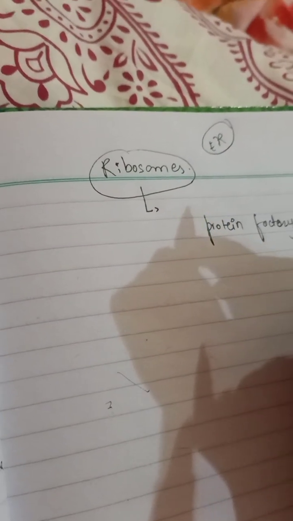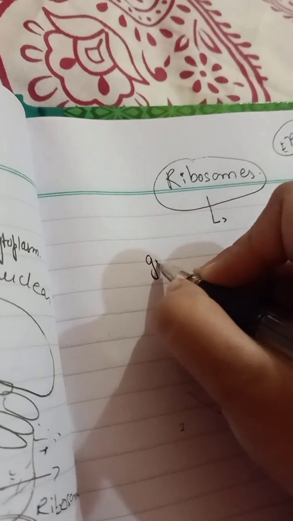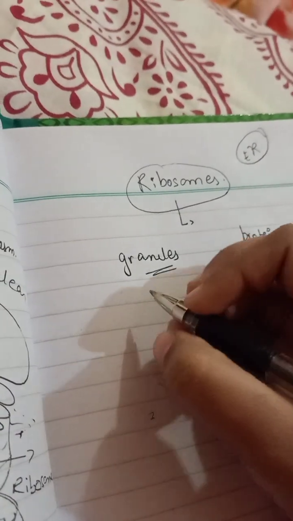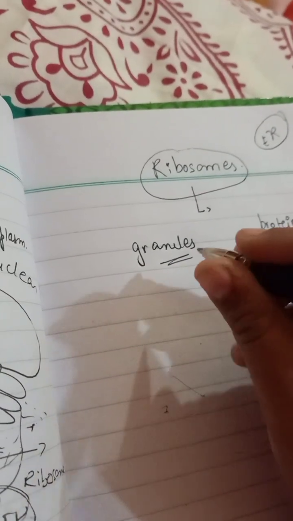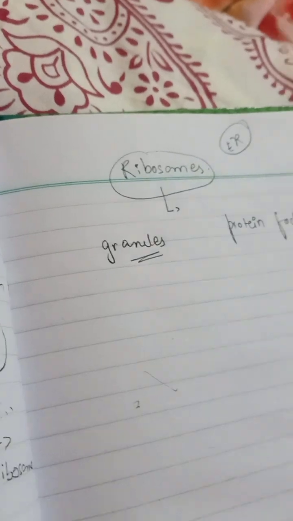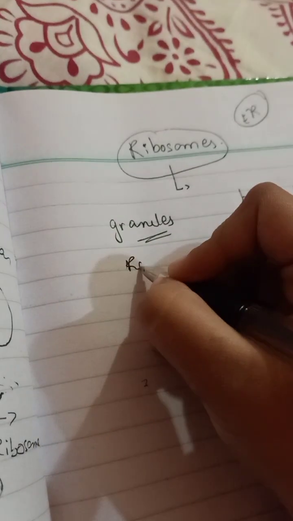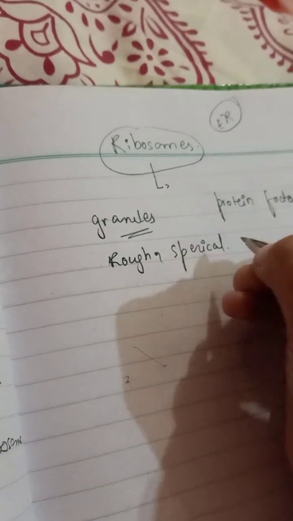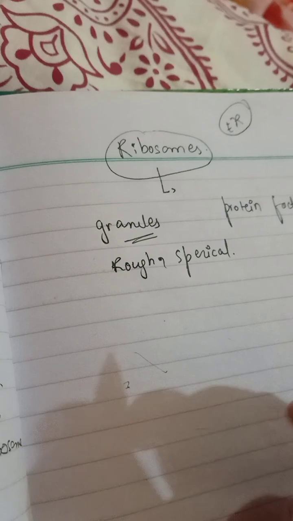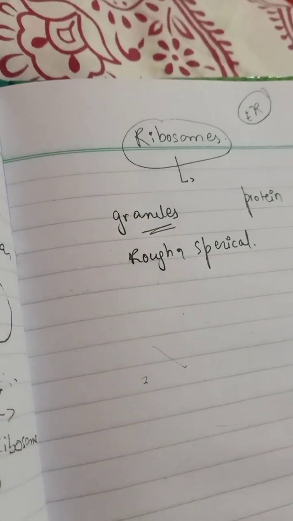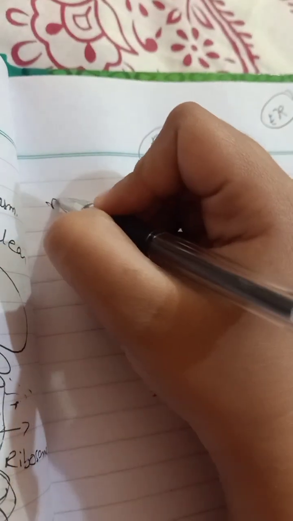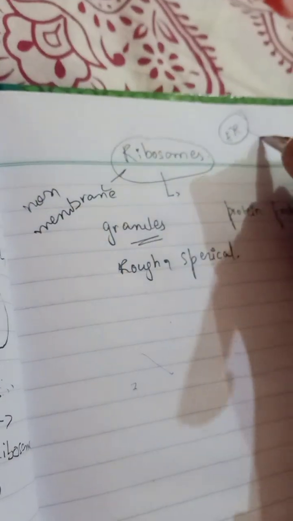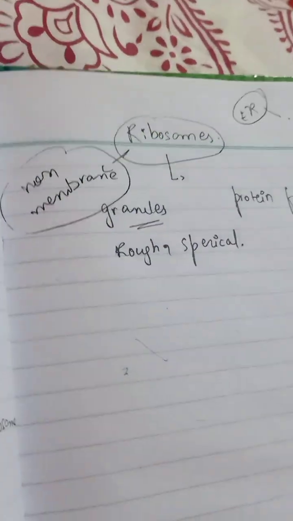The ribosome is basically a granule-like structure, because it has some kind of pores in its body. They are rough and spherical, circle-like structures, and they are granular, which means pore-like structures. The ribosome is a non-membrane-bounded organelle. The endoplasmic reticulum was membrane bound, but this is a non-membrane-bounded organelle.